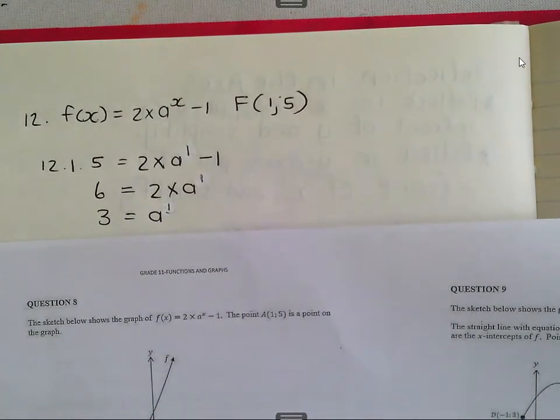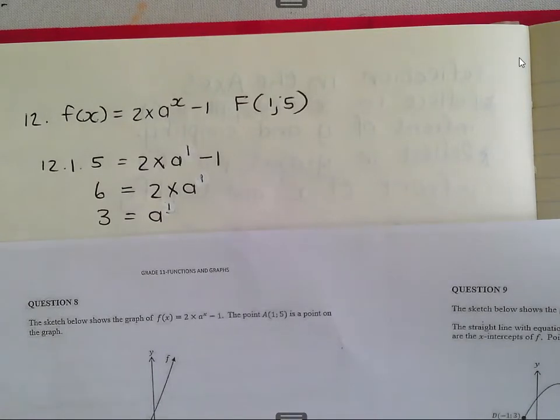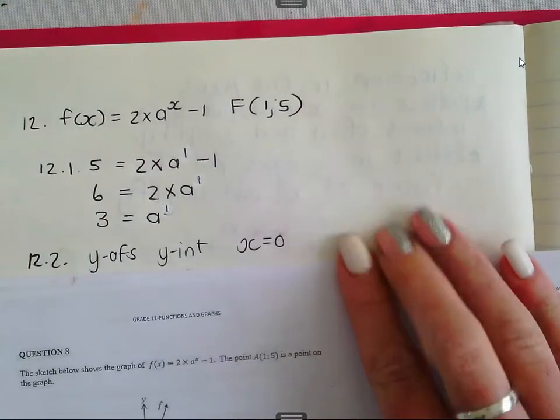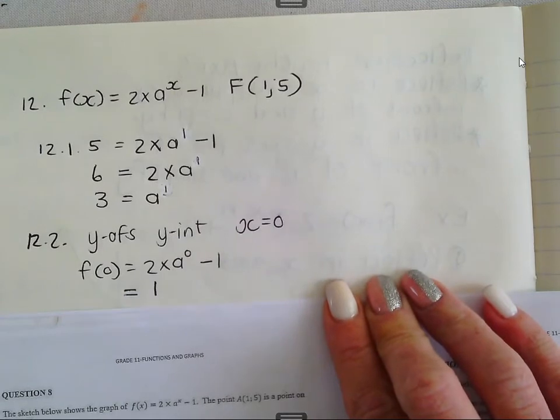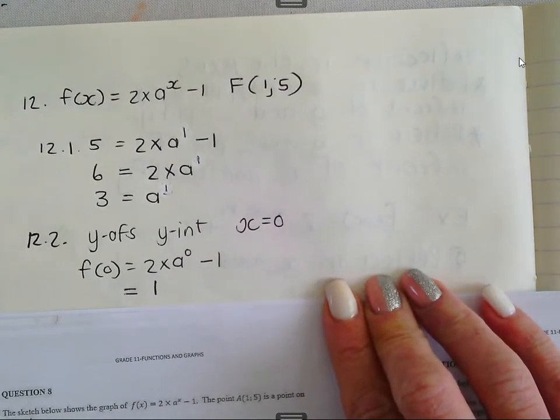Were you all able to do that? No problems there? Any questions? Nothing. Okay. Determine the y-intercept. Y-intercept means x is equal to 0. I substituted 0 and I found it to be 1. Did you find that? Okay.